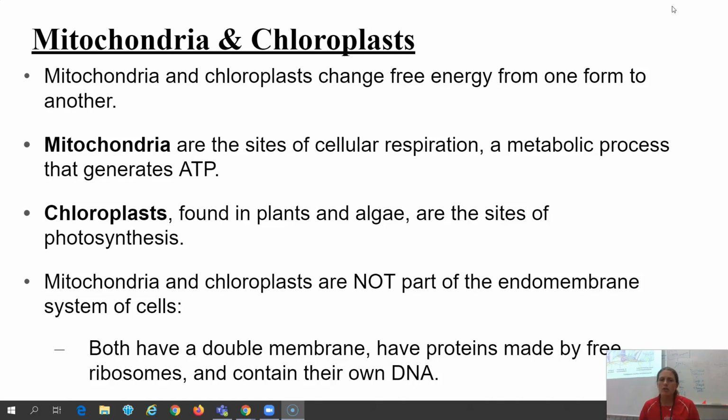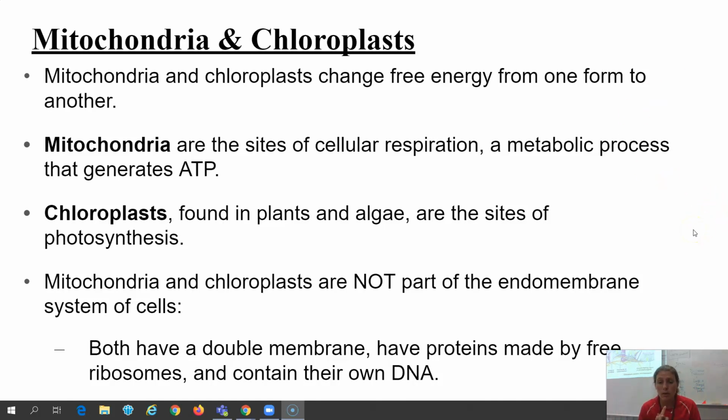So the mitochondria are responsible for cellular respiration. That metabolic process makes ATP by breaking down glucose, okay? We also have the chloroplast, which we find in plants, algae, any of those photosynthetic organisms. What they're doing is making glucose for us to then send to the mitochondria and break down for ATP. Okay?